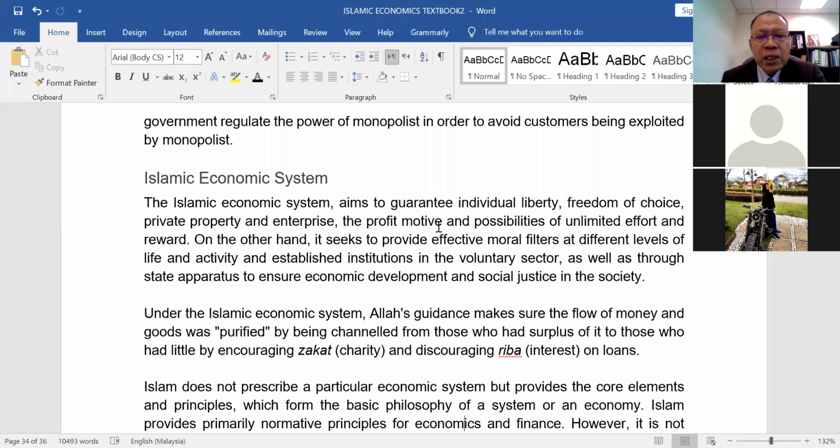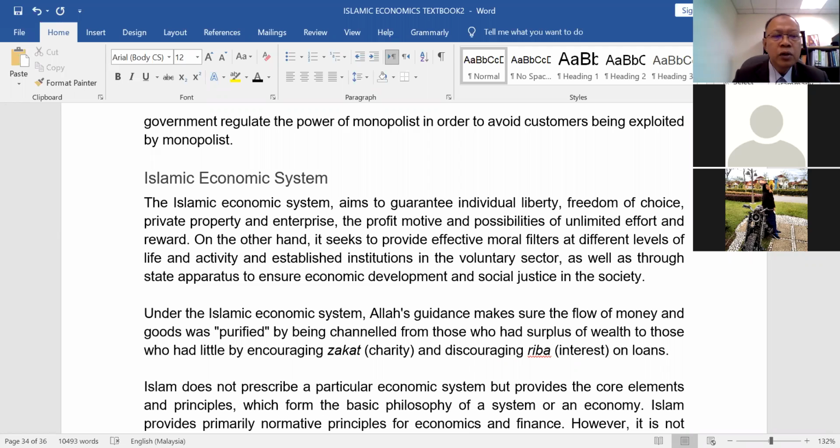Under the Islamic economic system, Allah's guidance makes sure the flow of money and goods is purified by being channeled from those who have a surplus of wealth to those who have little, by encouraging zakat, sadaqah, and other charities, and discouraging riba or interest on loans.